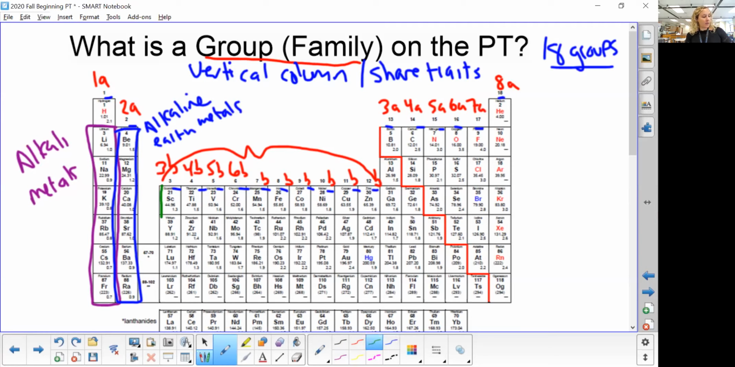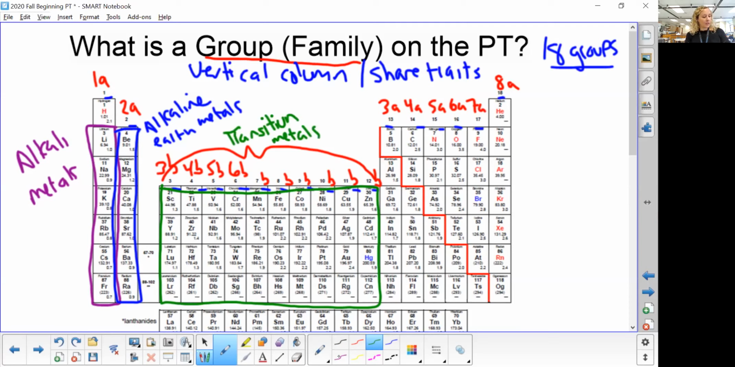The area in here, this region, groups 3B through 12, or 3 through 12, or 3B through 12B, they all get lumped into your transition metals. They don't get individual names, but they are your transition metals.